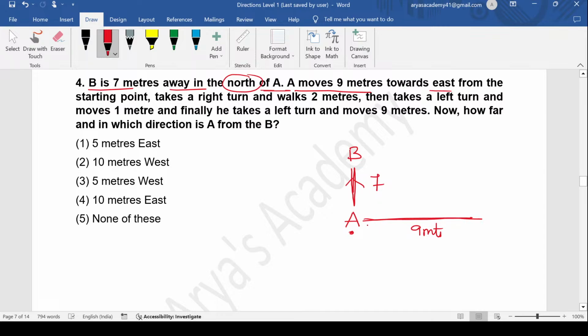Takes a right turn and walks 2 meters. So he is actually going this way 9 meters. So this is left and this is right. If he takes a right turn, he comes down and walks for how much? Just 2 meters. He walks for 2 meters after taking a right turn.